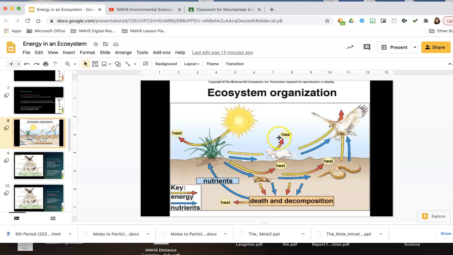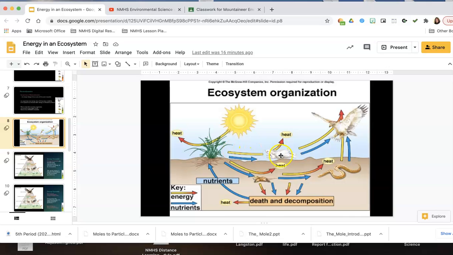But some of that energy is lost in terms of heat. The rabbit has a certain body temperature, and so you get loss of nutrients and energy that way, based off of the heat being lost. Then the hawk eats the rabbit, and again, you get a transfer of energy, but loss due to heat. Now, in the second scenario here, we have a plant being eaten by a mouse. Again, you get transfer of nutrients, but energy lost due to heat. The snake eats the mouse. You get a transfer of energy, but again, you get a loss due to heat.